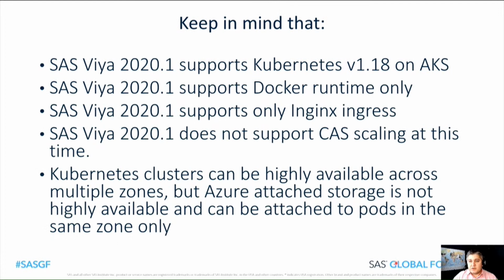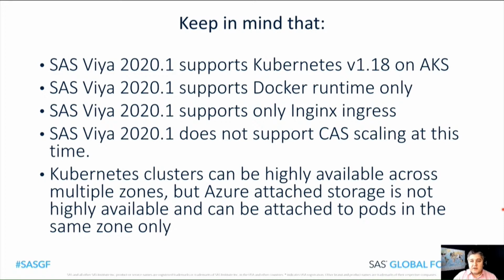A few gotchas for you to keep in mind. SAS Viya 2020.1 is evolving very fast, with new features being released every month. If you are looking into deploying your first SAS Viya 2020.1, keep in mind that it supports AKS version 1.18 and only the Docker runtime at this point. Your ingress service must be NGINX, and SAS Viya doesn't support dynamic scaling of CAS just yet.